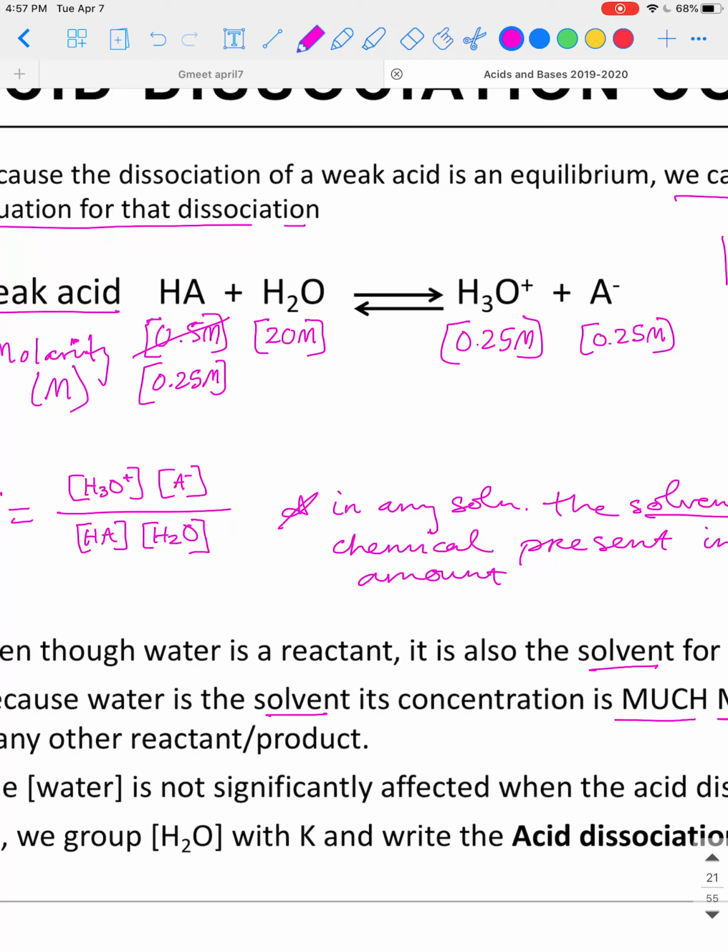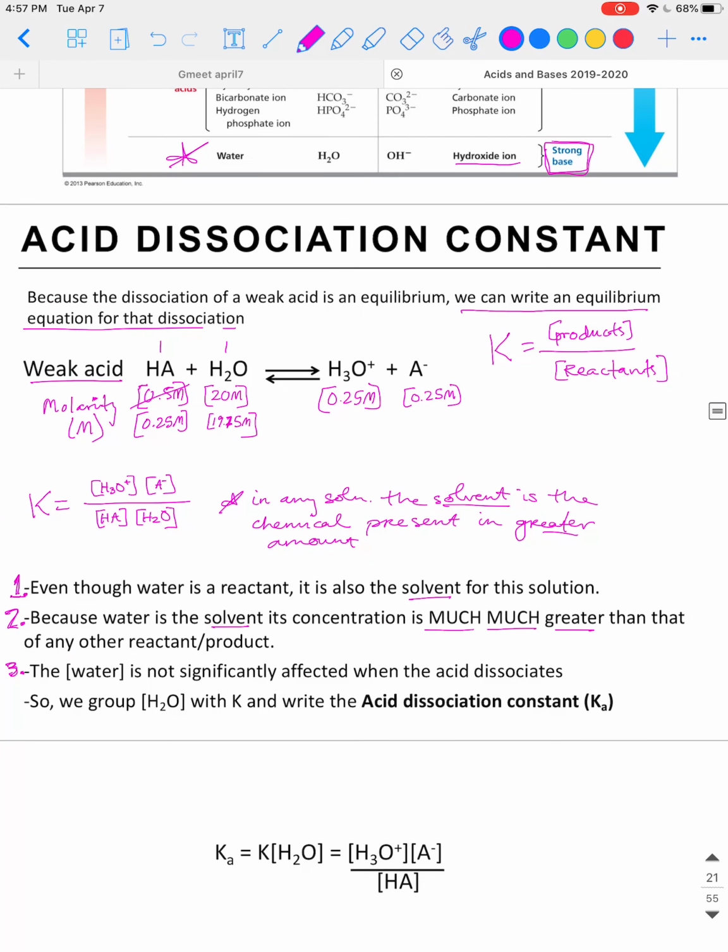Okay, now how much would the concentration of water be affected? Well, every single time our HA molecule dissociates, it's going to use 1 molecule of water. 1 molecule of acid reacts with 1 molecule of base, which here is the water. And so you can see when all's said and done, maybe the equilibrium concentration would not be affected very much for water. It'd still be really high. So compared to everything else, the concentration of water is not changing very much. Okay, that's what we mean by point 3. The concentration of water is not significantly affected.